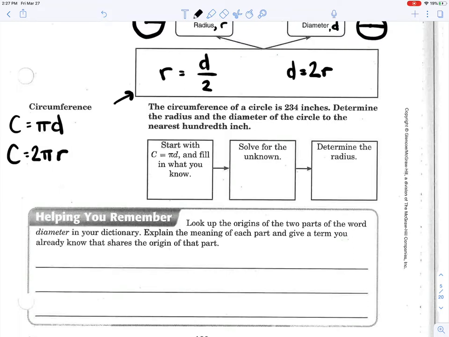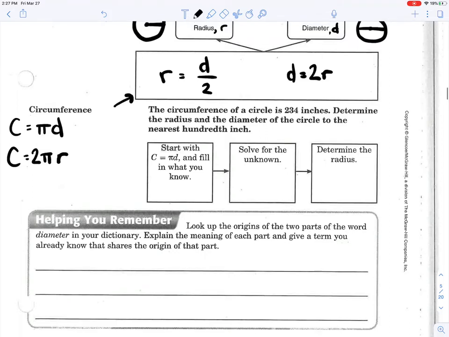So this problem says the circumference of a circle is 234 inches. Determine the radius and the diameter of the circle to the nearest hundredth of an inch. Start with c equals pi times diameter and fill in what you know. Well, we know that 234 is the circumference, so I'll fill that in where I see c. Now I'm going to solve for the unknown. In this case, I'm going to solve for the diameter first. So I will divide both sides by pi to get d by itself, to find that d is, to the nearest hundredth of an inch, 74.48.